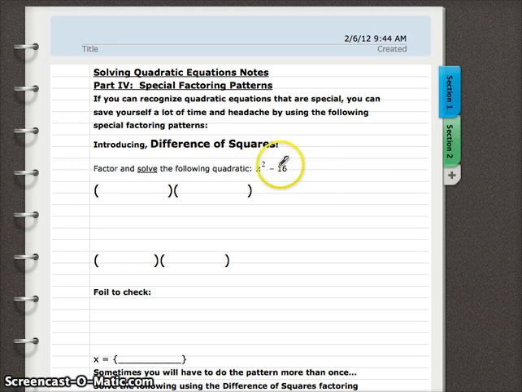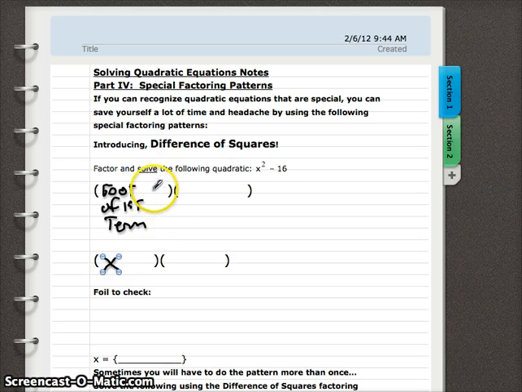Here we have a difference of squares. We have two terms being subtracted. The first term is a square, the second term is a square. So there's a couple checks you can do. What we do is we set up two sets of parentheses. We ask ourselves, what's the square root of the first term? So the root of the first term, down here, the root is x, right?